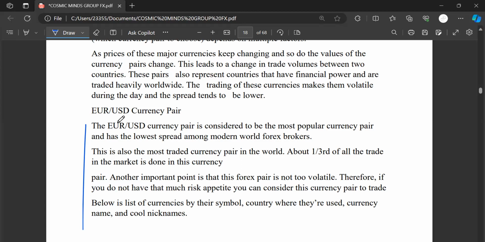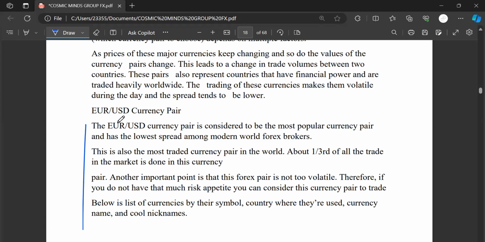If you remember, I told you that I only trade two of them, and I have the Euro USD as part of my pairs. I have the Euro USD and the pound USD, and then I have gold alongside. It's the most traded one in the world. About one third of all the trade in the market is done in this currency pair. You can just imagine. Another important point is that this forex pair is not too volatile. Therefore, if you do not have that much risk appetite, you can consider this pair to trade.